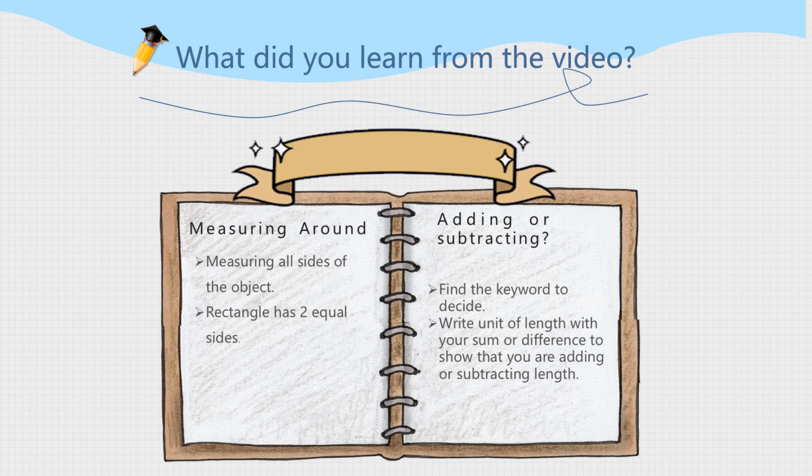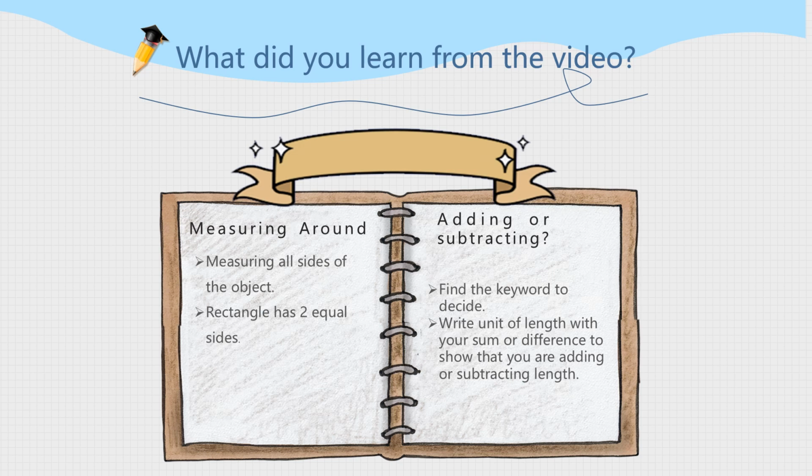So what did you learn from the video, students? Quickly tell me. Yes, the first term was measuring around. So what does measuring around mean? Excellent. It means measuring all the sides of anything given.